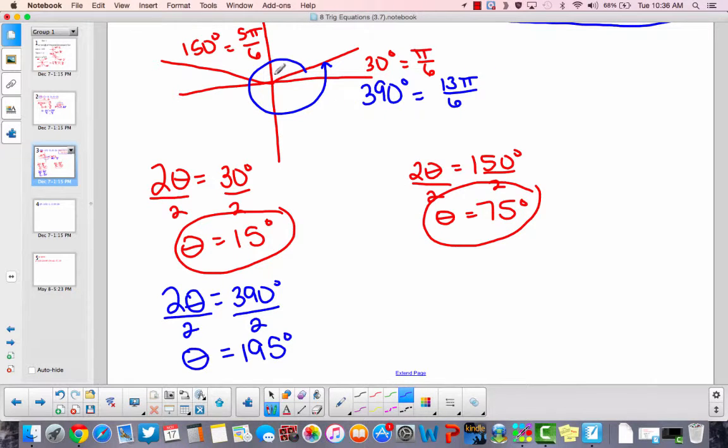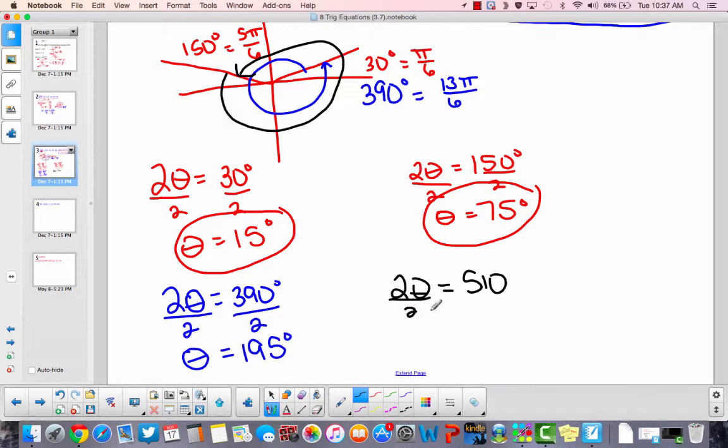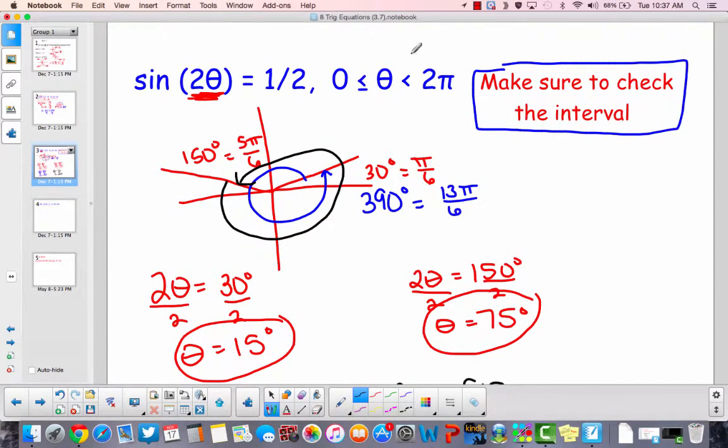Okay, well, if we can go around the circle here, we can do the same thing here. So if we start at 150 and go all the way around the circle and get back to there, the sine is still 1/2. 150 plus 360 is 510. Okay. Divide both sides by 2, and you get that theta is 255 degrees. Is that still within our interval? Yes, because theta is still less than 2 pi, because 2 pi is the same thing as 360 degrees.